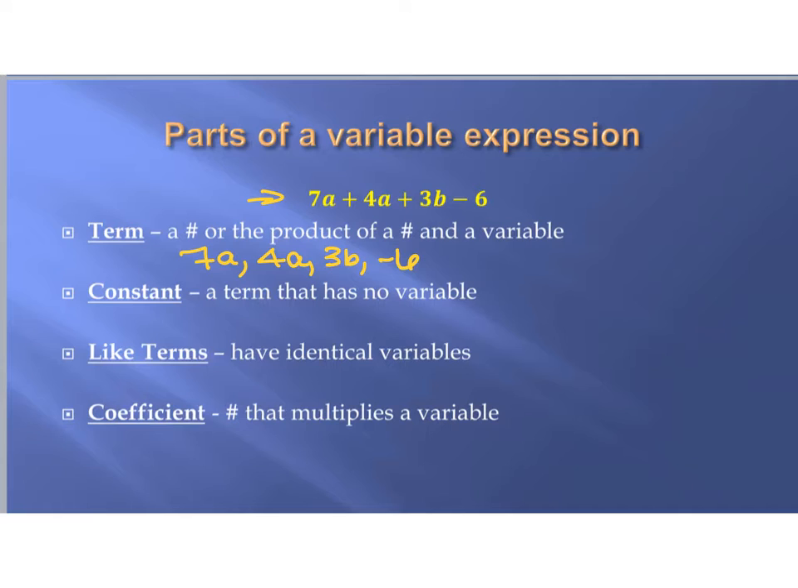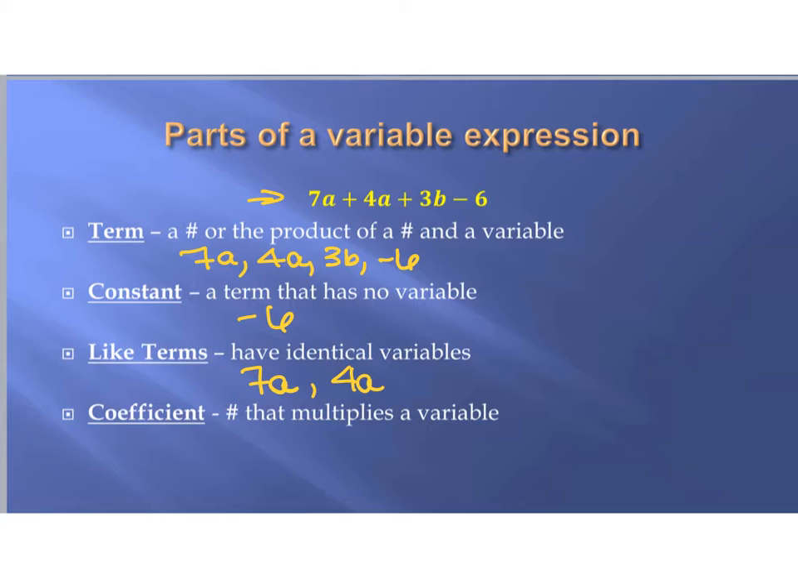A constant is something that doesn't change, meaning the term does not have a variable. So the only term from up above that does not have a variable is the negative 6. Then like terms are things that have identical variables. From our example above, we have 7a, 4a, 3b, and negative 6. The 7a and 4a both have the same variable, so 7a and 4a are what we would call like terms.